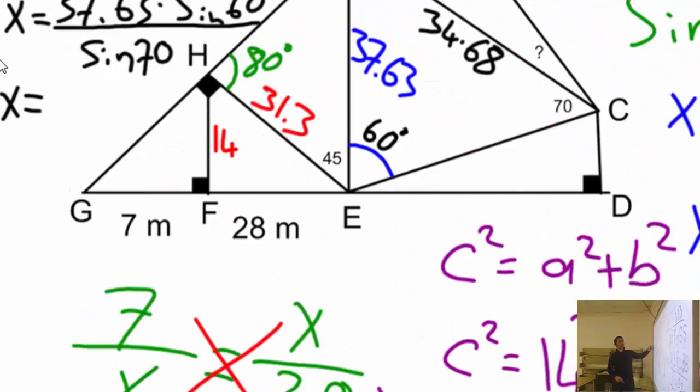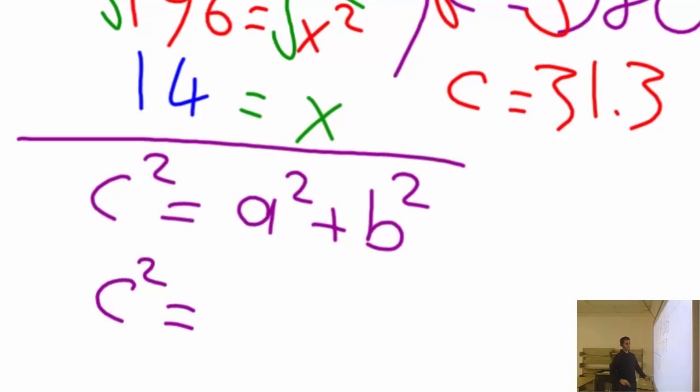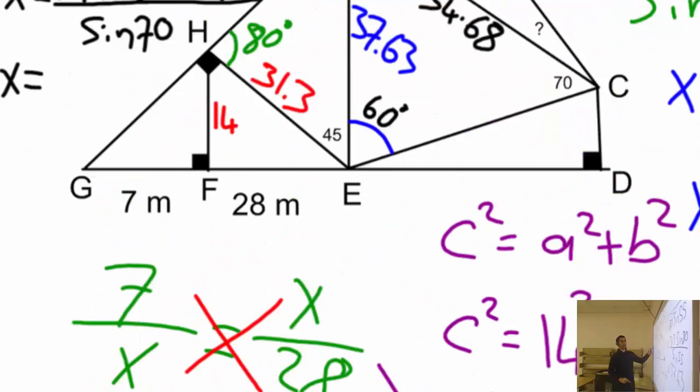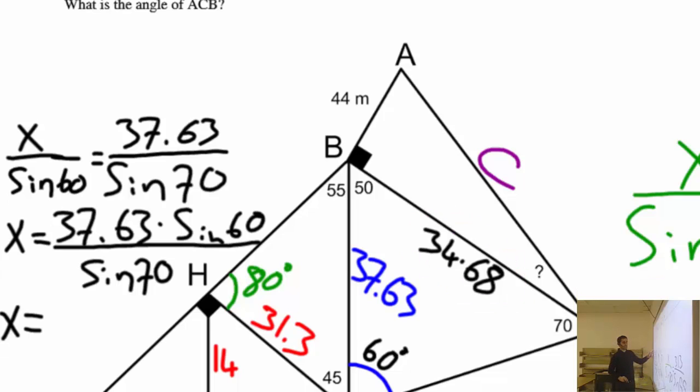Pythagorean theorem is C squared equals A squared plus B squared. And C squared is the one we don't know. A squared, we said 44. Let's call this A. 44, square that. And the side we found out, which is 34.68.